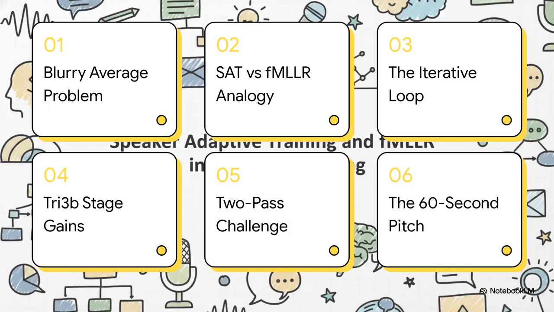To keep things manageable, here's our game plan for today. First, the blurry average problem. Then, the SAT versus FMLLR analogy. Third, the iterative loop. Fourth, the triphone stage gains. Fifth, the two-pass decoding challenge. And finally, we'll wrap up with the 60-second pitch.